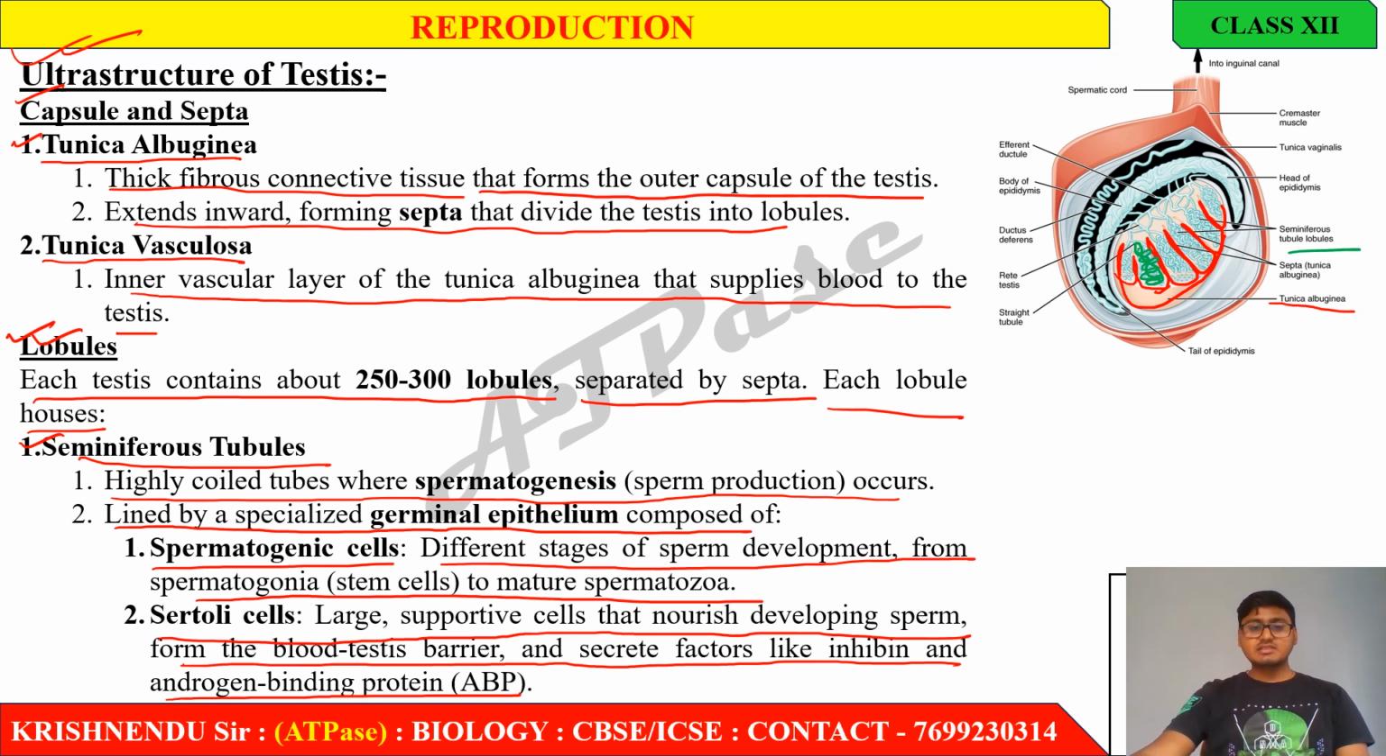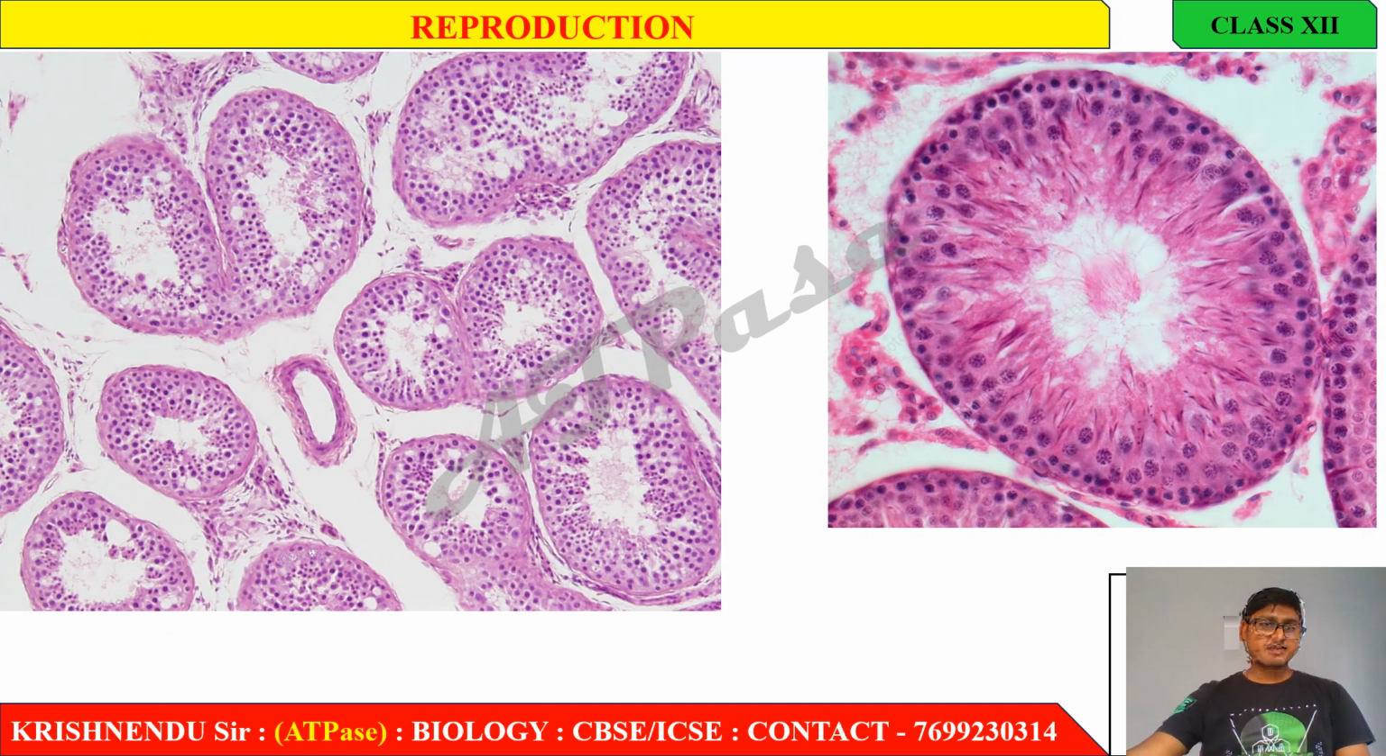This nourishes the sperm and forms a blood-testis barrier, and secretes factors like inhibin and androgen binding protein, that is ABP. Okay, so this is the basic ultrastructure of the testis. We have not completed the ultrastructure of the testis. In the next slide we will observe more of it. Let's move to the next slide.